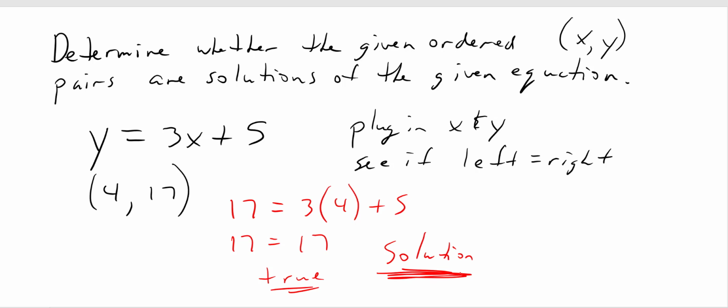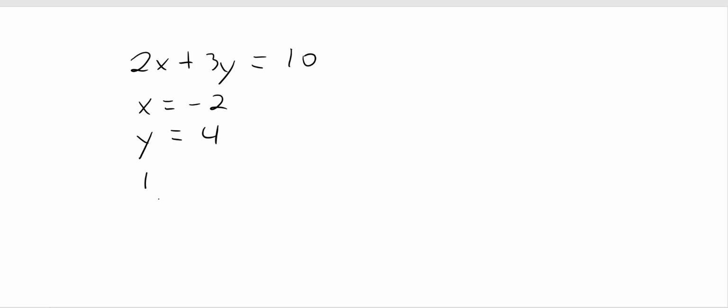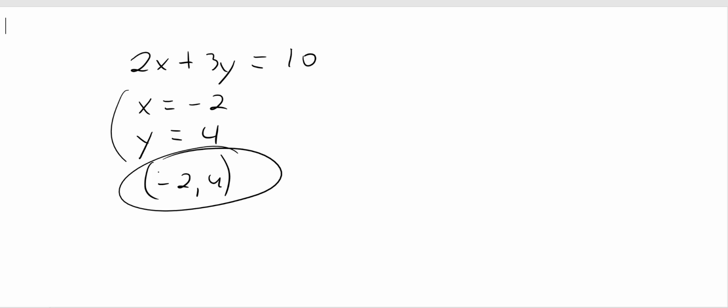All right? Pretty easy. Okay, let's just do another one here quickly, same directions. So I can give it to you in the form of 2x plus 3y is equal to 10. All right, so I can say x is equal to -2, y is equal to 4. So I can give it to you this way, (-2, 4). That's usually the way I give it to you. This is actually an ordered pair. This is just handing you x and y.